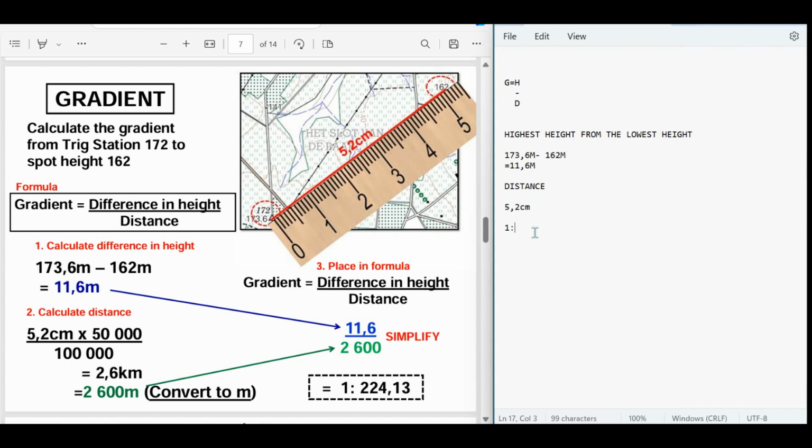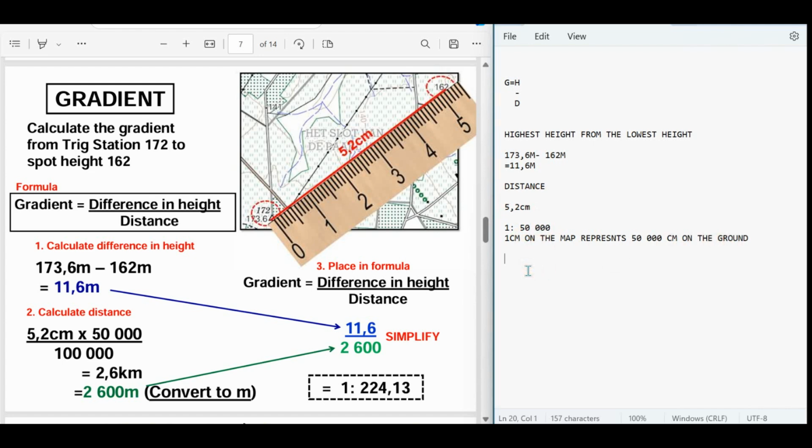We know that the scale of a topographical map is 1:50,000. From 1:50,000, we know that 1 centimeter on the map represents 50,000 centimeters on the ground. This statement is the one which will guide us on how to convert the 5.2 centimeters to meters.